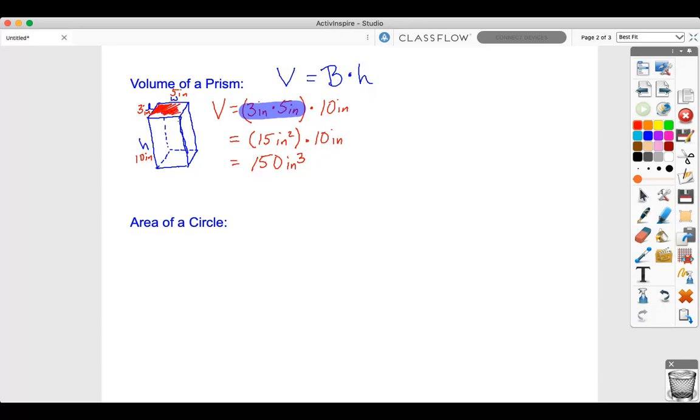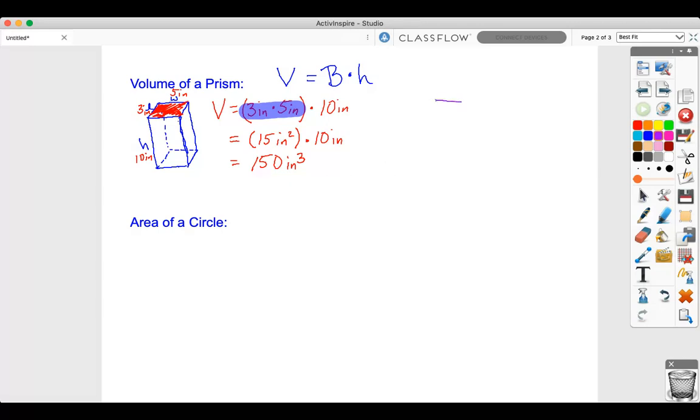That's the base. Again, the base is also on the bottom, but it's the same shape. And then the height is the height of the prism. The height is the height of the prism, and that's super important. Okay? And it doesn't matter what shape the base is. It doesn't matter what the shape is. So we could have some weird shape.